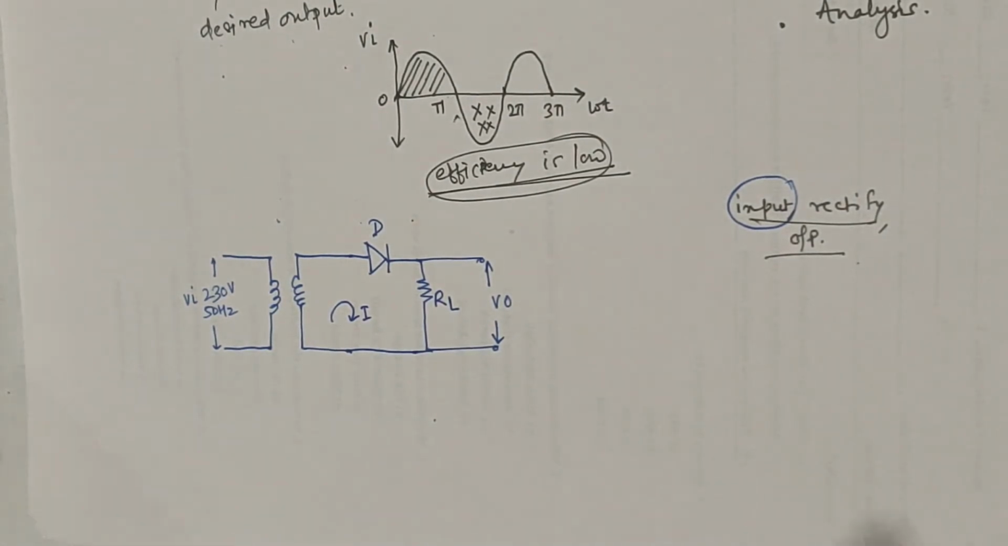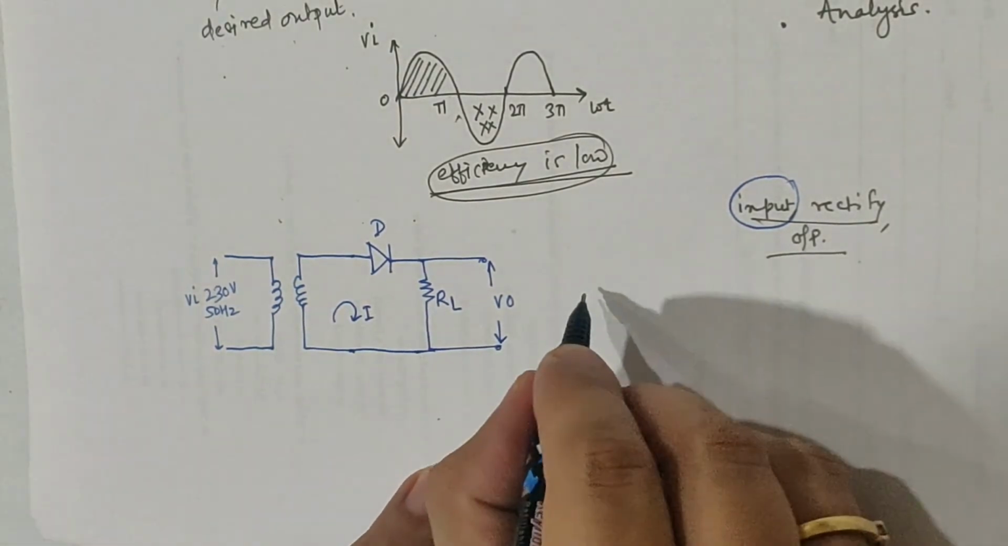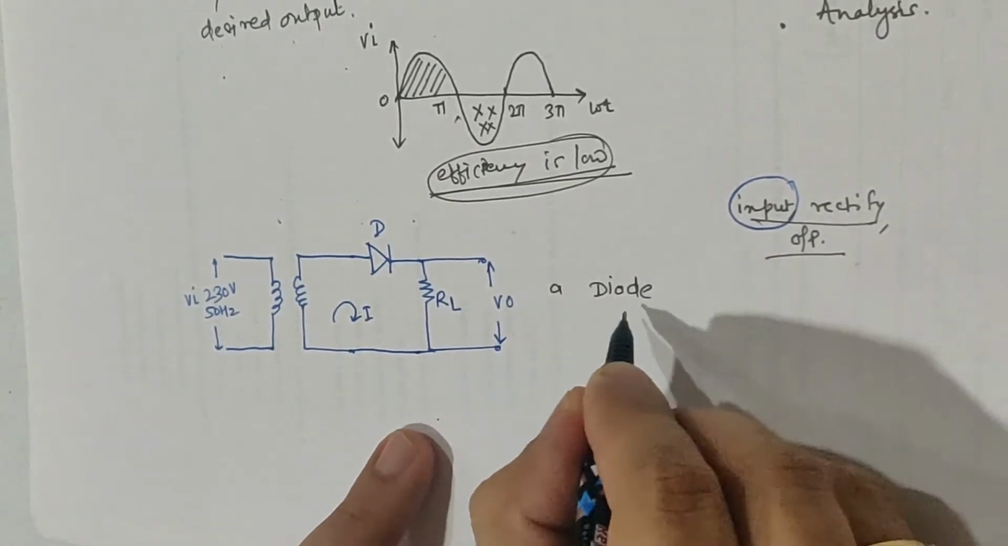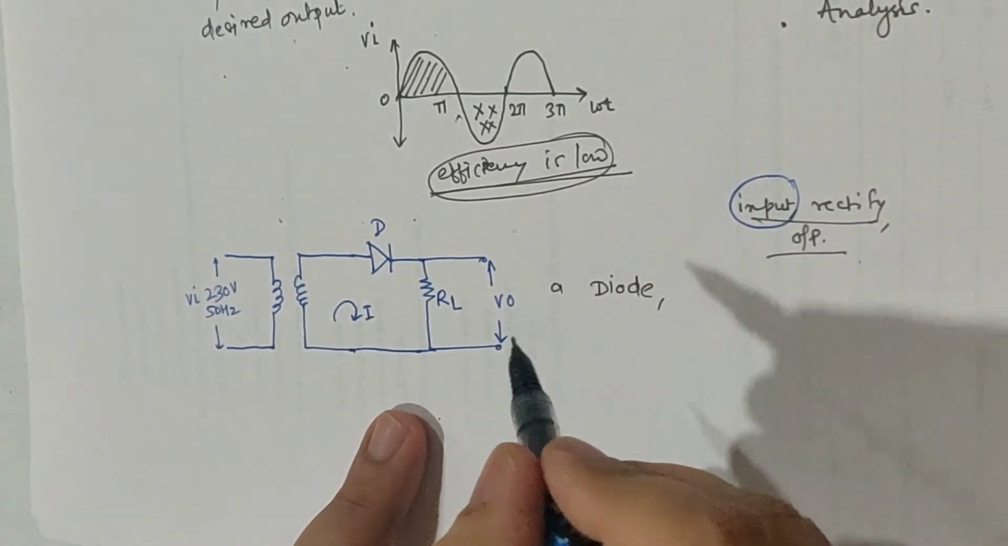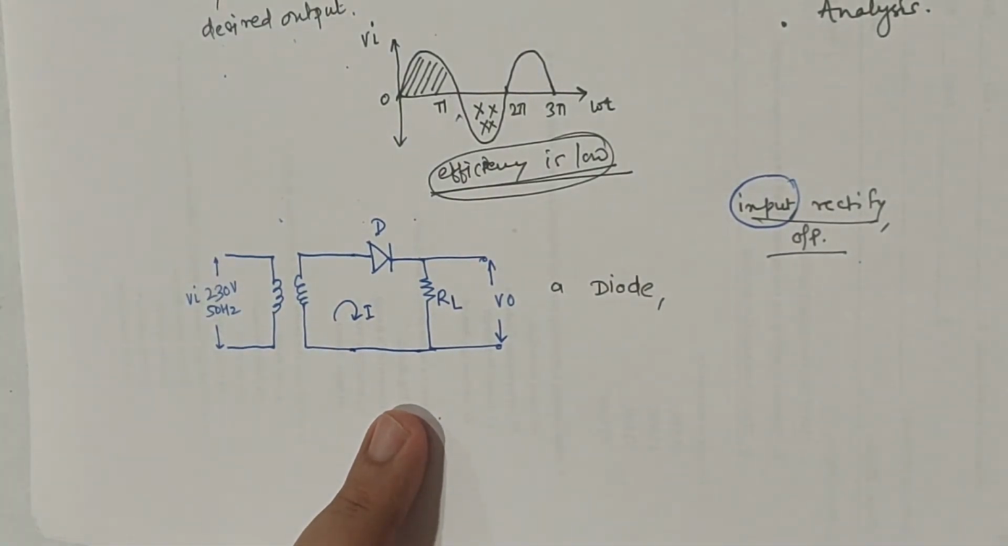So in construction part, what I can write is, it consists of a diode, so either germanium or silicon. So I have told you that silicon is preferred. Why? Because it is thermally more stable as compared to germanium.